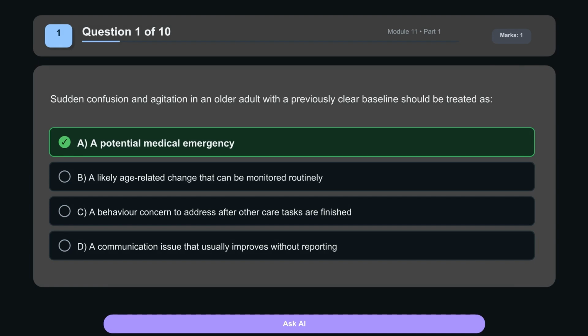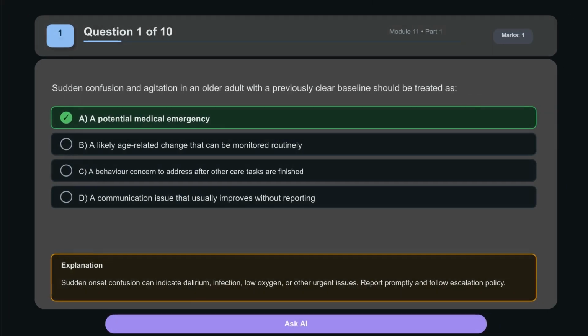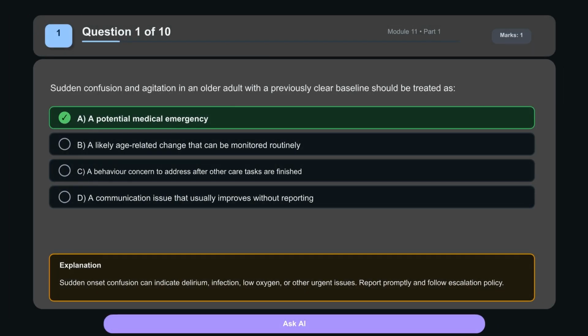The correct answer is A, a potential medical emergency. Sudden onset confusion can indicate delirium, infection, low oxygen, or other urgent issues. Always report promptly and follow escalation policy.